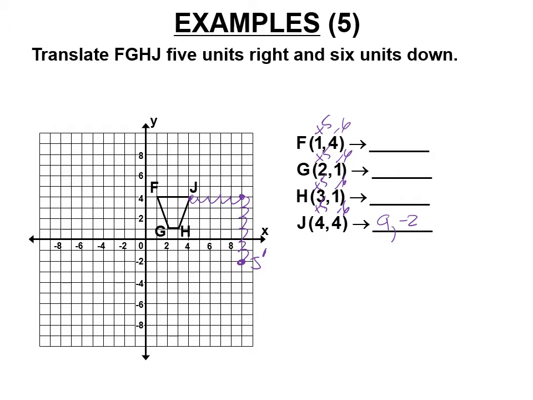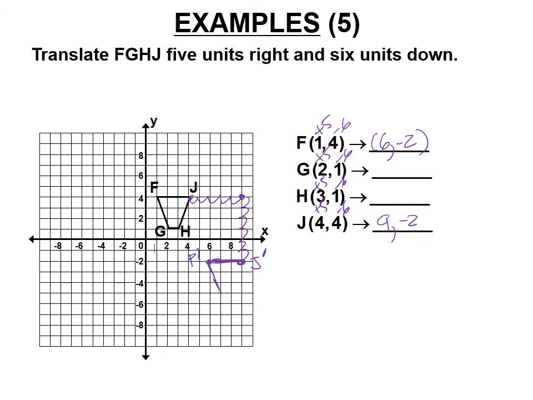Now notice, I don't have to move all 4 corners. I can see that this is 3 units long. So F prime must be there. So F prime was at (1, 4). And now it's at (6, -2), right? We added 5 and subtracted 6.